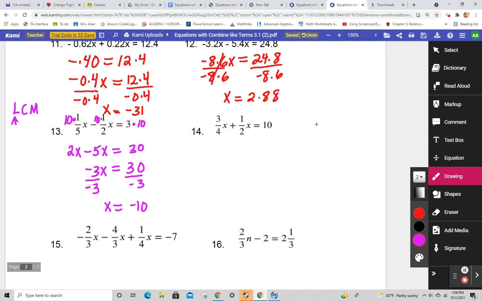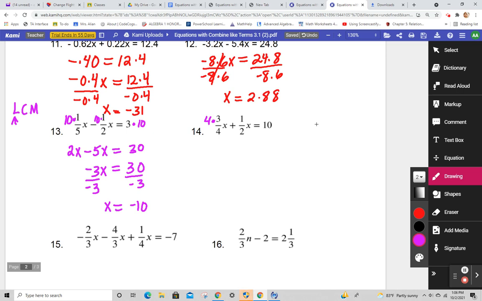Okay? We're going to do the same thing here. We have like terms with fractions, and we want to get rid of those fractions. So we're going to use the least common multiple. You are thinking, what number will 4 and 2 divide evenly? Well, 4 will work because 4 divides 4 and 2 divides 4. I don't need a number higher than that. 4 is the least common multiple.